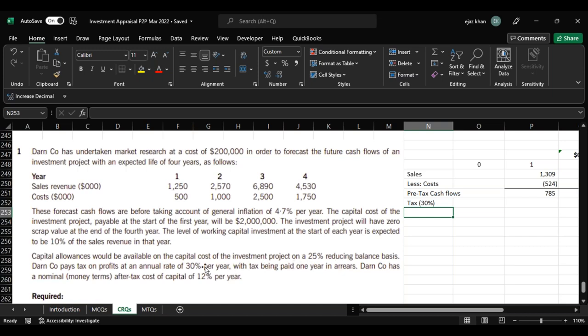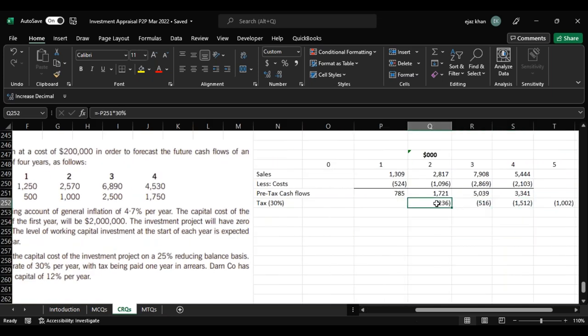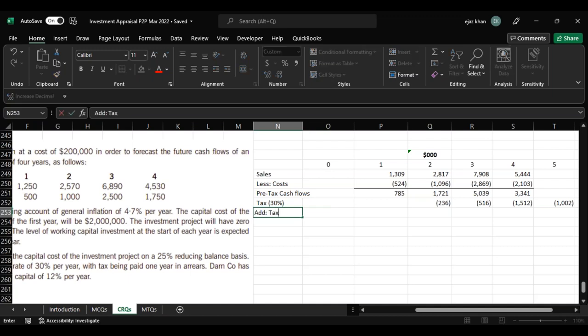Because tax authorities will allow us an additional expense to be claimed, named capital allowance, or we call it tax depreciation as well. They'll be allowing us depreciation on the purchased asset at the rate of 25%. But since the capital allowance figure is a non-cash expense, we never subtract it from sales. But if we do not subtract this amount from our sales figure, our tax figure will be overstated, and we have to adjust it accordingly by adding back the tax benefit on capital allowance.